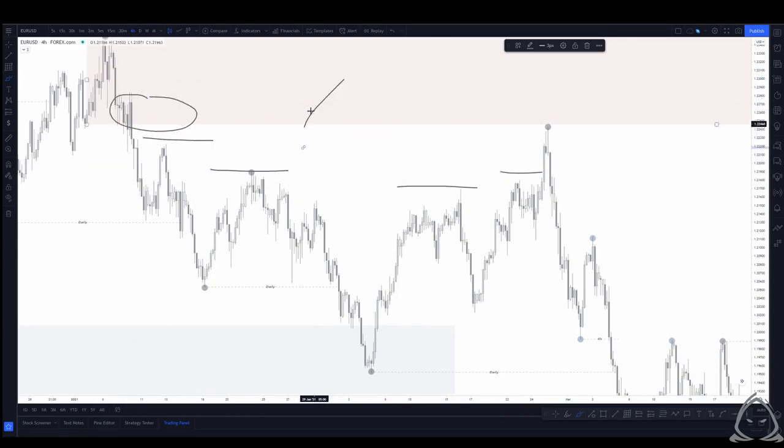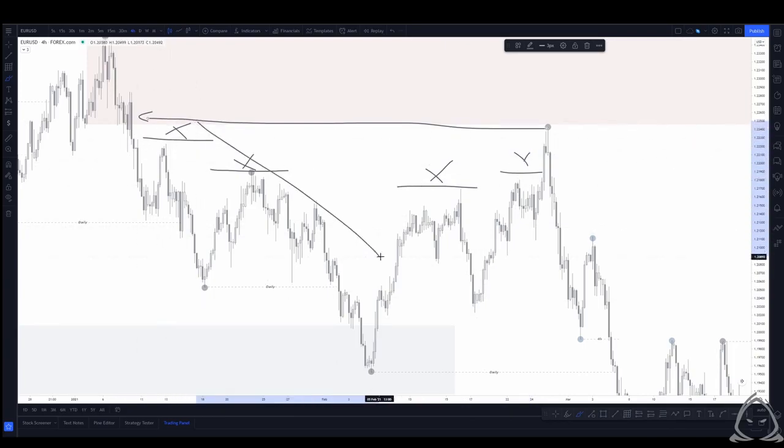Supply zone, and then what is this above? It's a daily supply zone. So what we can see from all of that is price taps into the supply zone. We tap into liquidity that rests above all of these swing highs. What does this also do? It completes the void that is resting right here.